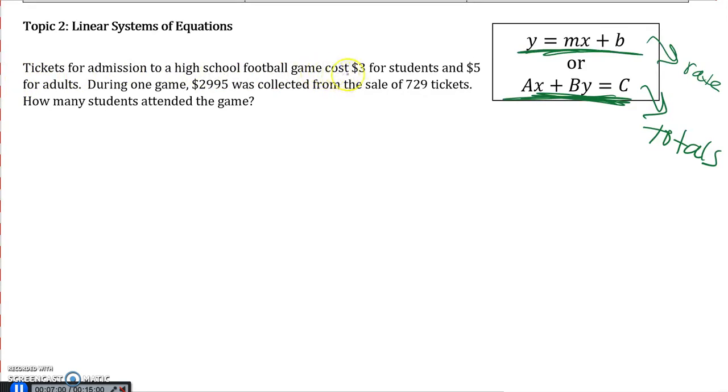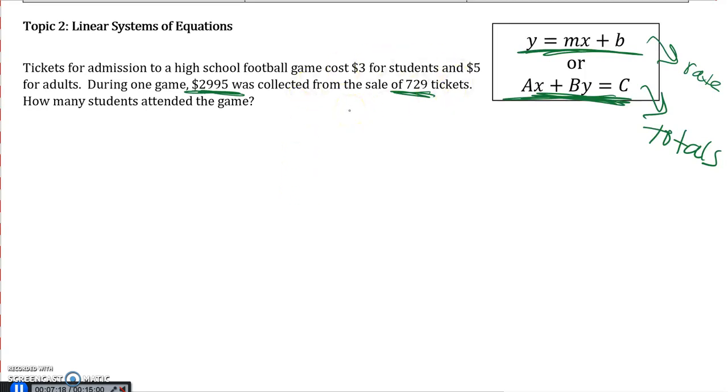Oftentimes these are substitution or elimination problems, but you can do them a lot of ways. So let's see what we have. Tickets for admission to a high school football game cost $3 for students and $5 for adults. During one game, $2,995 was collected from the sale of 729 tickets. How many students attended the game?